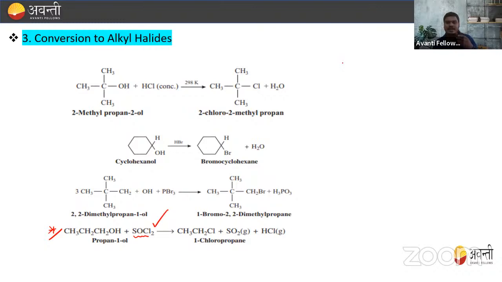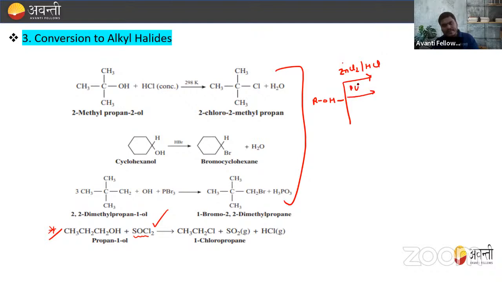Whenever we treat alcohol, that is ROH, with the following reagents, either ZnCl2 and HCl, PCl5, PCl3, or SOCl2, out of these four methods, all can convert alcohol into alkyl halide, right? Always remember, out of these four methods, the SOCl2 method is the very best method.